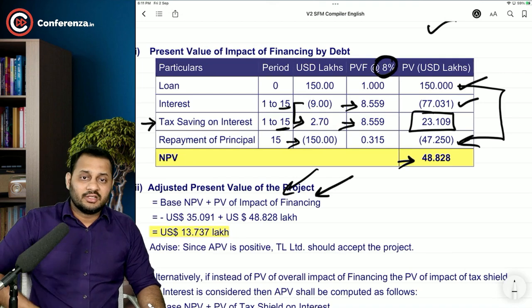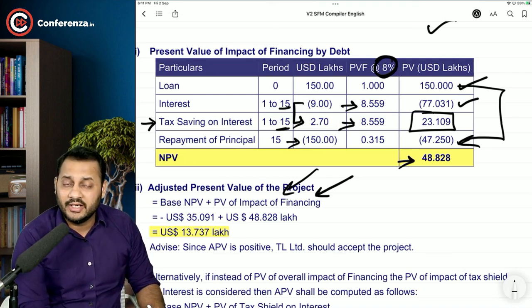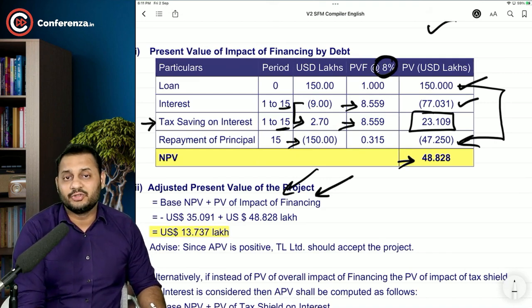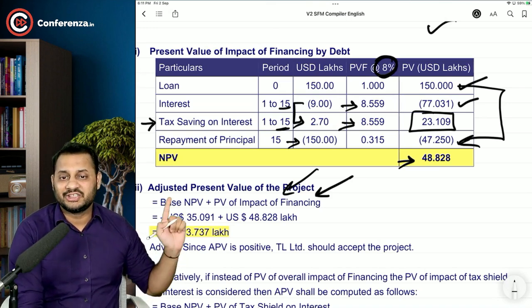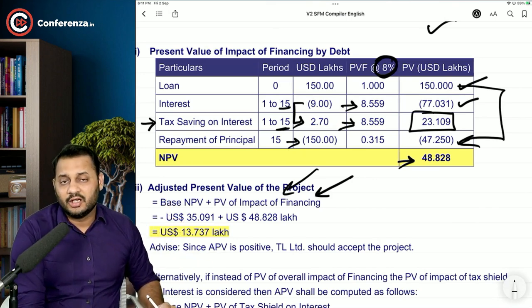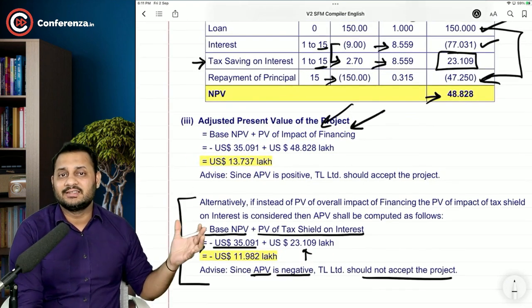So the debt is not always wrong. It's not bad. There are good debts and there are bad debts as well. This is a good debt because you are using it to earn. So 13.737 will be your new adjusted present value, and this is positive, so you can accept the project. Now what should be done in the exam? In the exam, I will suggest you go with both the options and exactly show the answers like this.